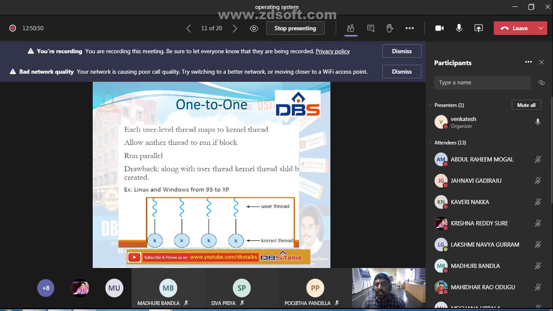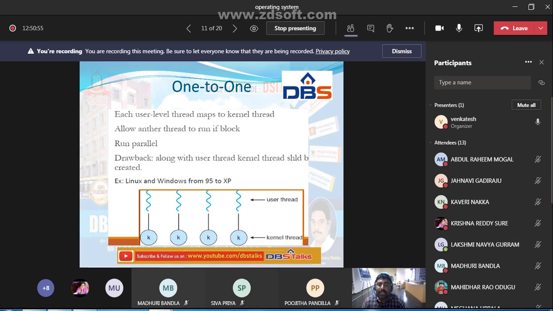Next one is one to one. Here there is one user thread and, at the same time, one kernel thread. In one to one, each user level thread maps to one kernel level thread. One user thread maps to one kernel thread, another user thread maps to another kernel thread, and so on. All the individual user threads are mapped to individual kernel threads.